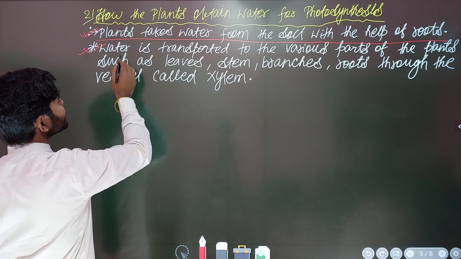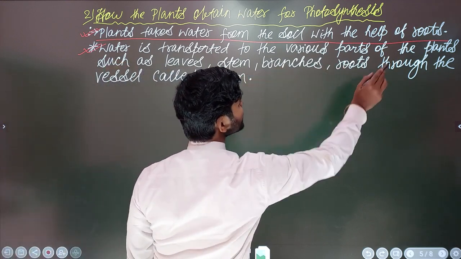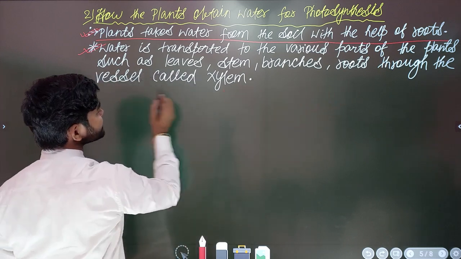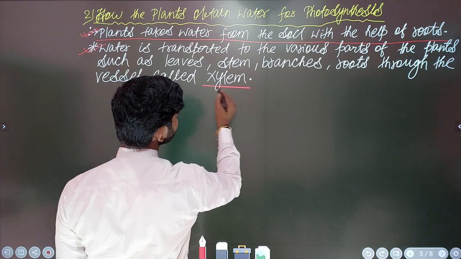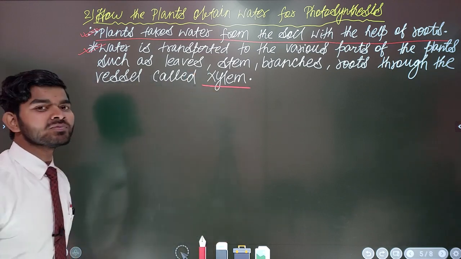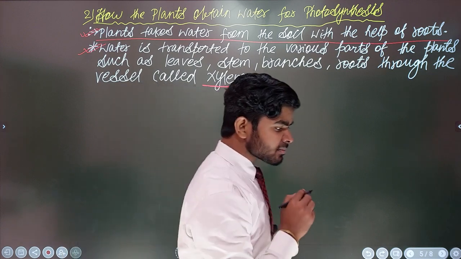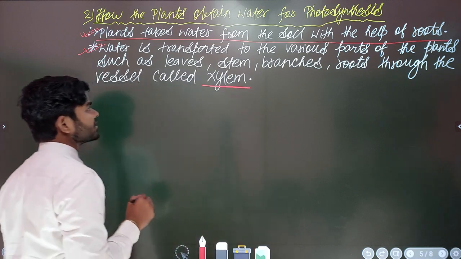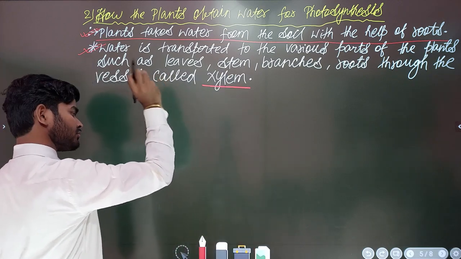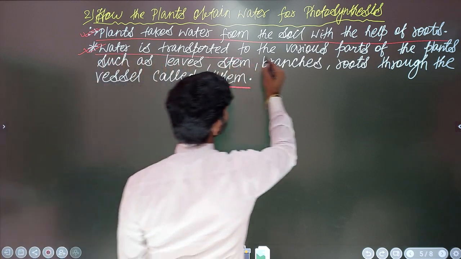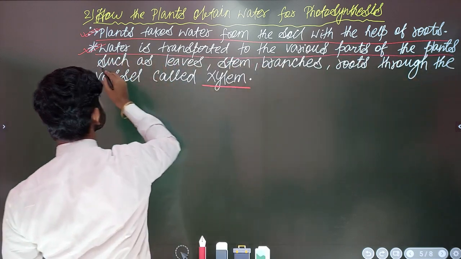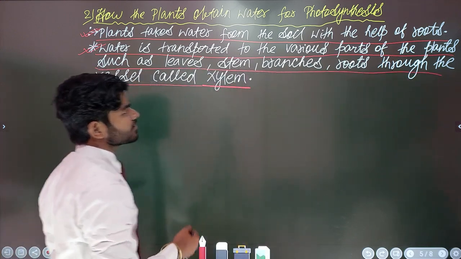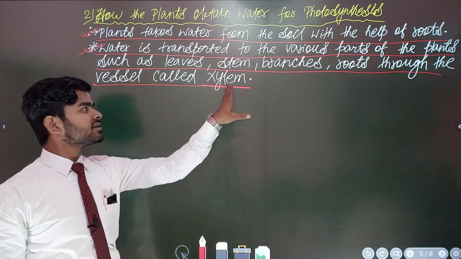Okay. Next one, water is transported to the various parts of the plants, such as leaves, stems, branches, and roots through vessels called xylem. This xylem is the important thing. About this xylem, you will learn in detailed explanation in higher classes, in class 9th. But now you should learn up to this level. This point is important, and if anyone asks how the transportation of water in the various parts of plants is possible, you will just simply say that it is through a vessel named xylem.